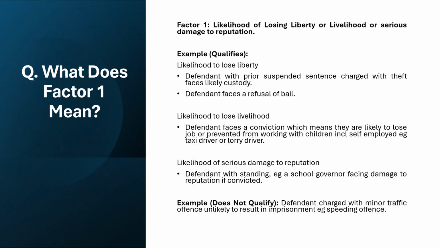So we go into a little bit more detail now. So what does factor 1 mean? Factor 1 is about likelihood of losing liberty or livelihood or serious damage to reputation. Examples of who would qualify for likelihood of losing liberty: defendants with prior suspended sentences charged with theft who face likely custody, and defendants facing a refusal of bail. Those who would lose livelihood: defendants facing conviction which means they are likely to lose a job or be prevented from working with children, and that could include people who are self-employed, e.g. taxi drivers or lorry drivers.